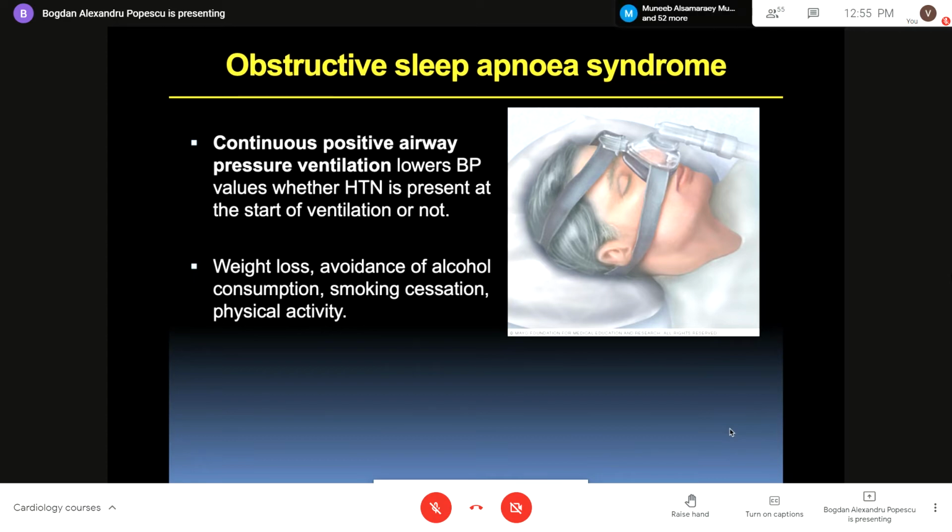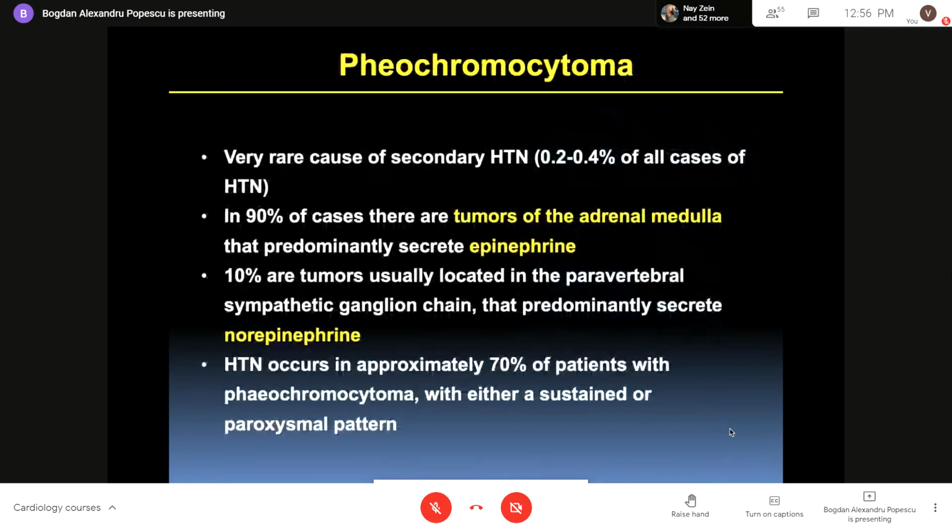Apart from that, again, these are obese patients. We need to treat obesity by weight loss, and we also recommend them to avoid alcohol, to quit smoking, and to be more active physically. So keep in mind this syndrome because it's quite common.